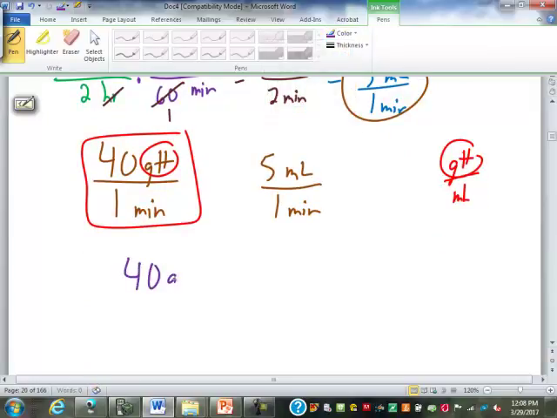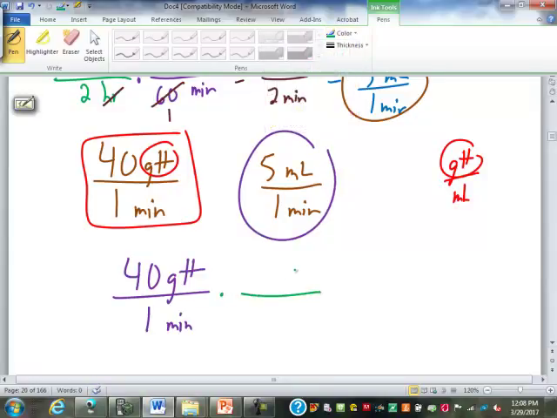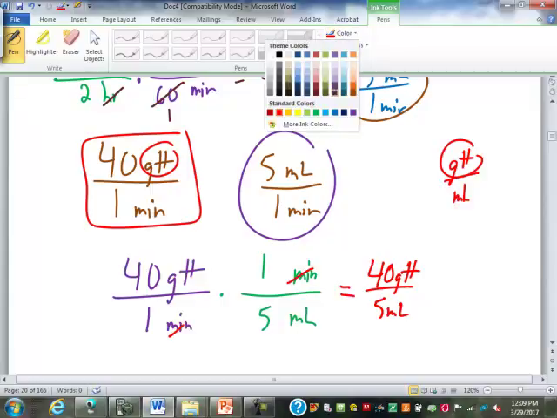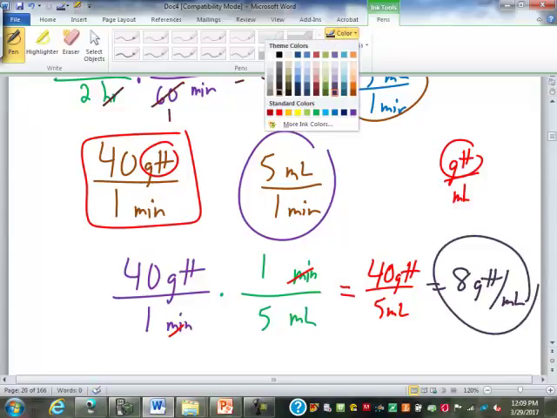So my 40 drops per minute. And now I'm going to use this other flow rate to convert minutes into milliliters. So minutes have to go on top, so they'll cancel. Milliliters on bottom. 1 minute is equivalent to 5 milliliters of flow. The minutes cancel out. 40 drops times 1 is 40 drops. 1 times 5 milliliters is 5 milliliters. And that divides out. 40 divided by 5 is 8. That unit would be drops per milliliter. So that's a rather thick fluid.